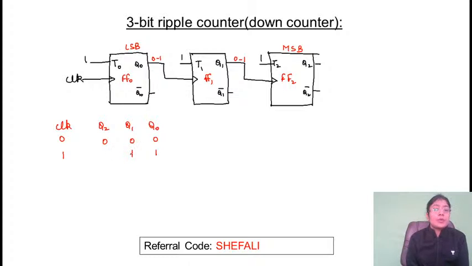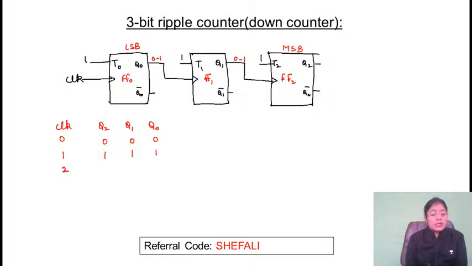So this comes out to be 1. 0 to 1, it has toggled. Next, 0 to 1, it has toggled. This means that flip-flop 2 is also active. This will also toggle the previous output. So this will be 1.